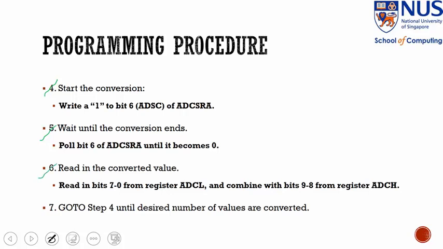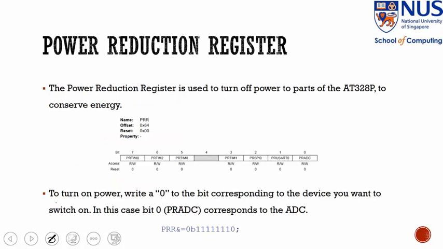And then what do I need to do? I have the value that I want, the ADC converted value. And if I want to carry on, that means I want to continuously keep doing the ADC process again and again. I go back to step 4 until all the samples have been collected. So that is the high-level programming procedure. Let's look at the registers involved.